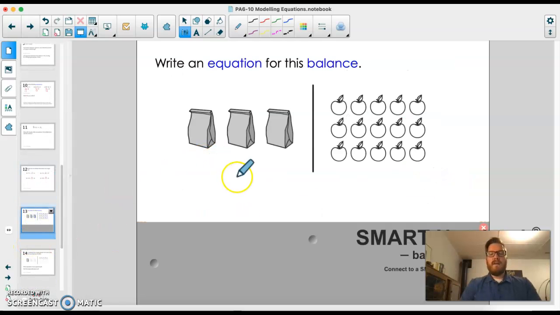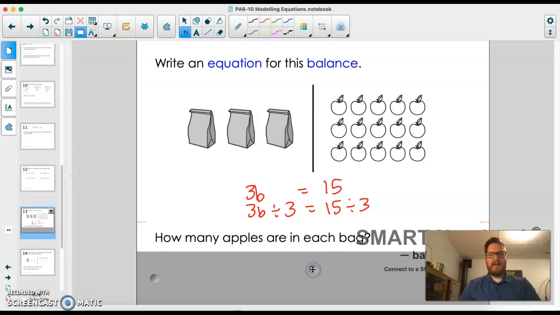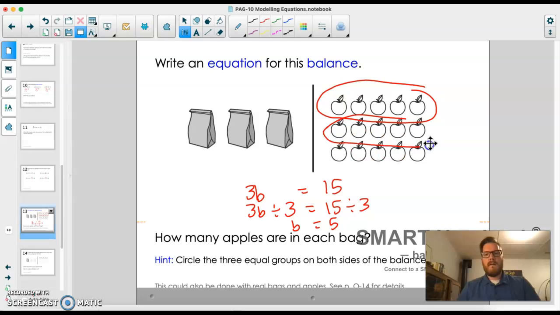And so to use that stuff, right, if we have 3b, right, we have 3 bags equals, and we have 3, 6, 9, 12, and 15, then I can say, well, that's 3b divided by 3 equals 15 divided by 3, because that times 3 divided by 3 is going to get us back to our original numbers. B here is going to just equal 5. Okay, so what we can do is we can actually circle 3 equal groups, because that's what we're doing. We're dividing 15 into 3 equal groups.